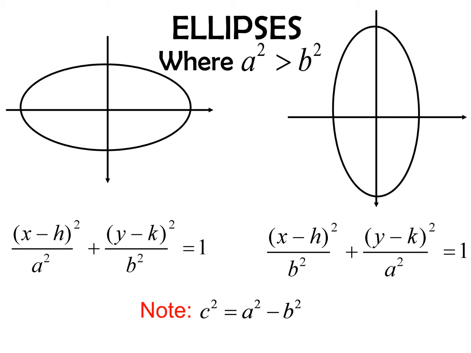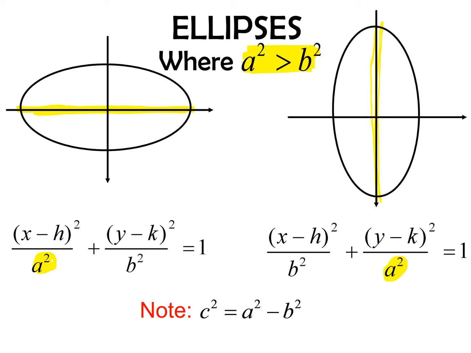So if you notice, these are pictures of what an ellipse looks like. Notice one looks longer horizontally, the other one is longer vertically. And what determines that is this top piece of information here. It tells us that a squared has to be bigger than b squared. So when the larger number is underneath the x, our longer axis is horizontal. When the larger number is underneath the y, then the vertical axis is going to be the longer one.